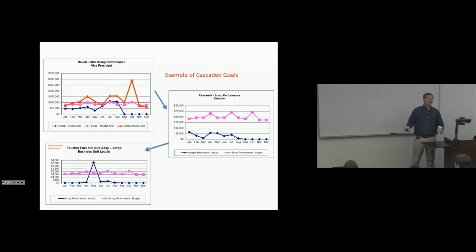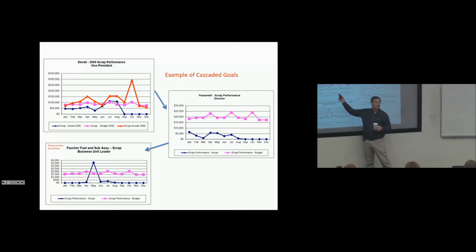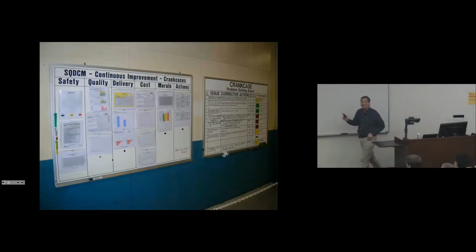Obviously, there's discretion there, because sometimes your targets are aggressive, right? And as you can see from Passarelli, how well he's doing, you can now see why I'm here teaching at Auburn. That's a joke, by the way. I hope. But cascaded goals are great.